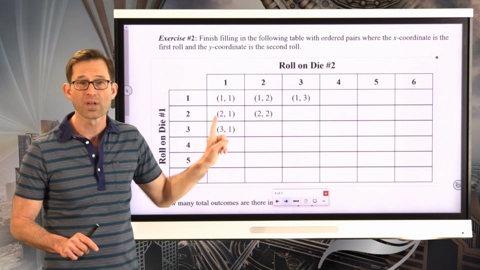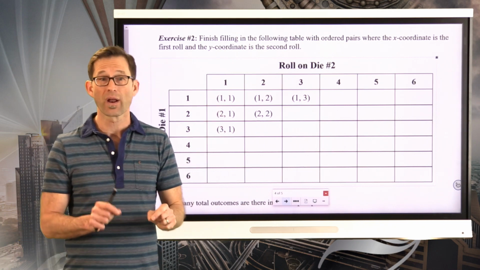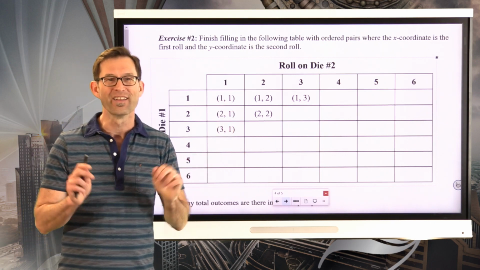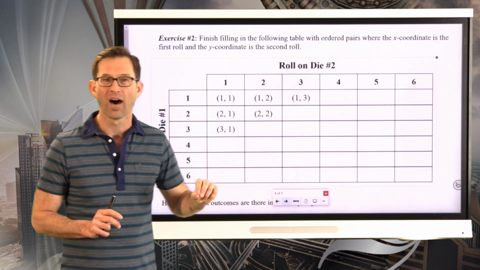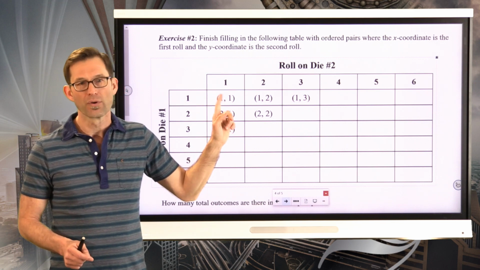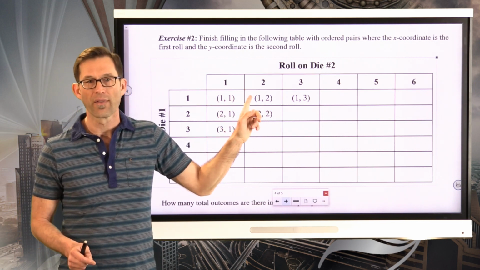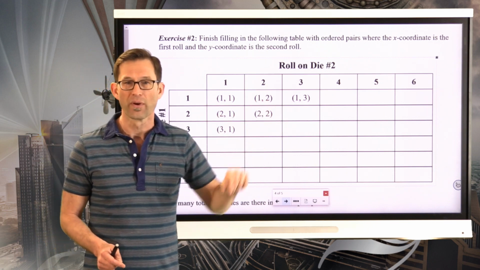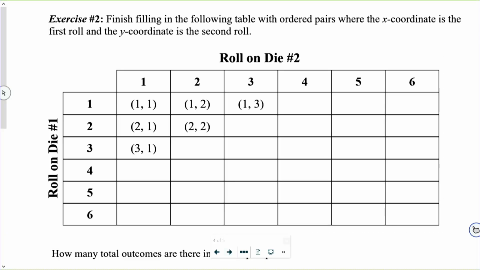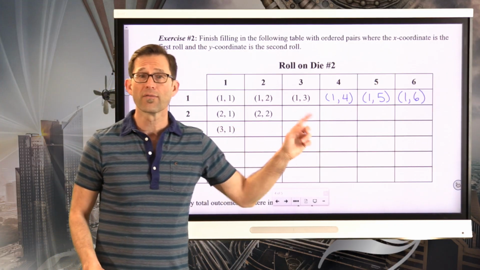Ordered pairs meaning that the first number represents what I rolled on die number 1, and the second number in the pair, the y-coordinate if you will, represents what I rolled on the second die. So it's really easy to fill in a table like this. 1, 1 means I got a 1 on the first, a 1 on the second. 1, 2 means I got a 1 on the first and a 2 on the second. 1, 3 means a 1 on the first, a 3 on the second, and then I could keep going: a 1 and a 4, a 1 and a 5, a 1 and a 6. There's 6 different ways I can get a 1 on the first roll.